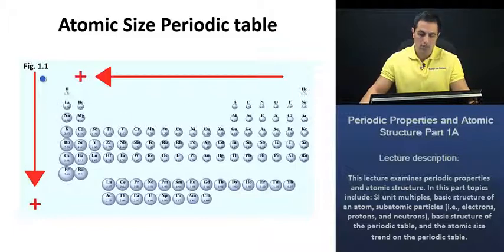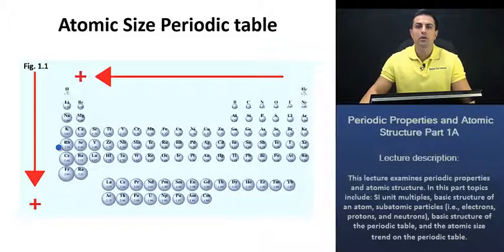Now, in regards to going down a group, as we see here, yes, there's going to be additional protons and electrons, but the electrons are now going to be on the next quantum level, and because they're going to be on the next quantum level, they're going to be farther from the nucleus, and therefore there's going to be a dramatic increase in the atomic size.